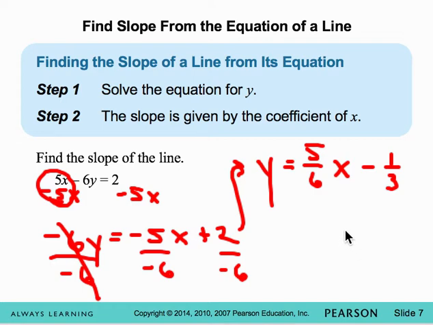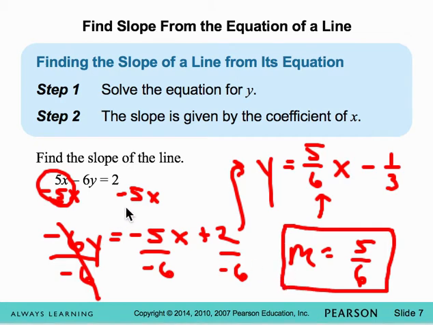When I have the equation of a line, if it is solved for y, if the y is all by itself on one side, then the coefficient of the x term is your slope. This is going to be so helpful to us. So if I'm looking at the equation, I solve it for y. Or if it's already solved for y, the number in front of the x, the coefficient of the x, is your slope. So now I can find the slope whether I'm given points, whether I'm looking at a graph, or whether I'm looking at an equation.